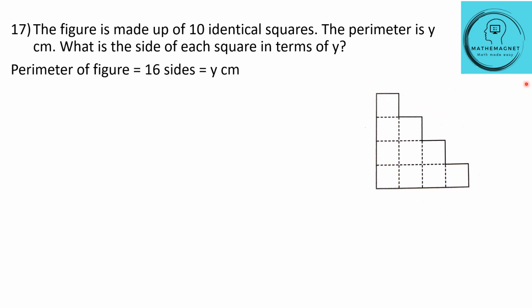The 16 sides equal the perimeter, which is y. So the perimeter of this figure is 16 sides of the square. If you count from here, 1, 2, 3, 4, 5, 6, 7, 8, 9, 10, 11, 12, 13, 14, 15, 16. There are 16 sides of squares, which when you add, is equal to y centimeters. That is the perimeter of this figure. Now they've asked us to find the value of one side in terms of y. So 16 sides is y centimeters. One side will be y divided by 16 centimeters.